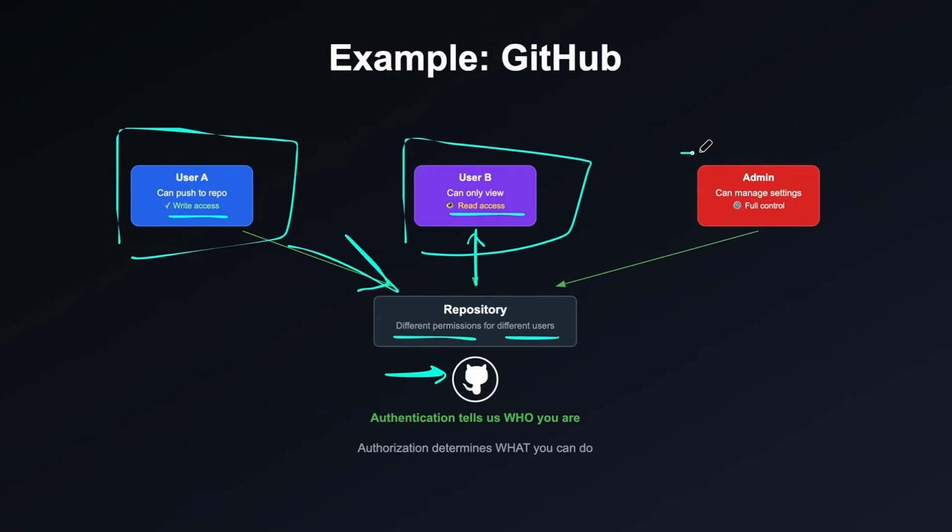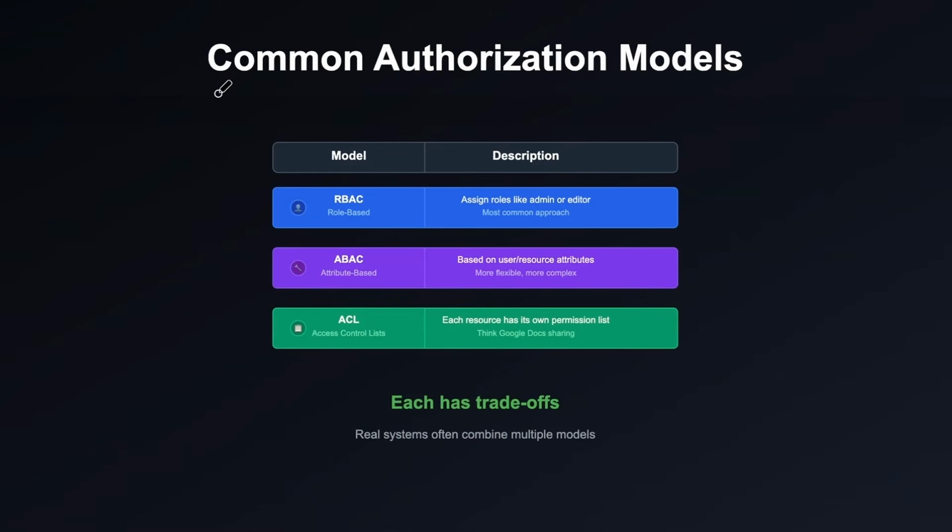And on the other side, we can also have admin users, which have full control, so they can manage all the settings for the repository. They can even decide to delete this repository, and so on. So you can see that different users can have different access controls on systems. To manage these access controls, we have common authorization models. So the one that we just looked at is the role-based access control model, which assigns roles to users, something like admin, editor, or read-only access, write-only access. And this is the most common approach among these authorization models.